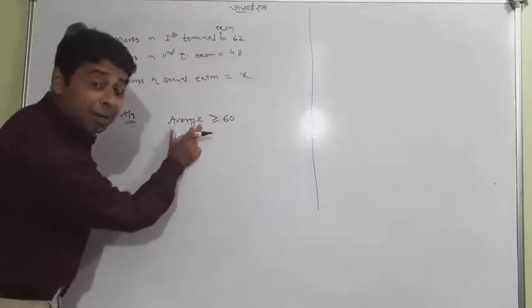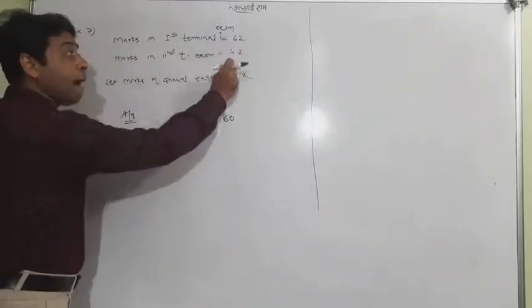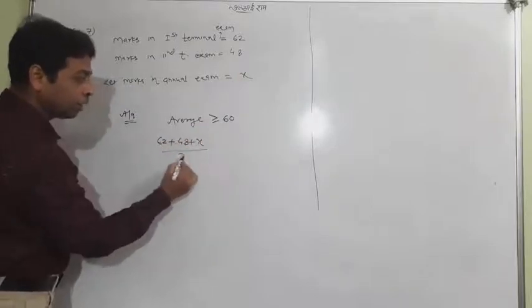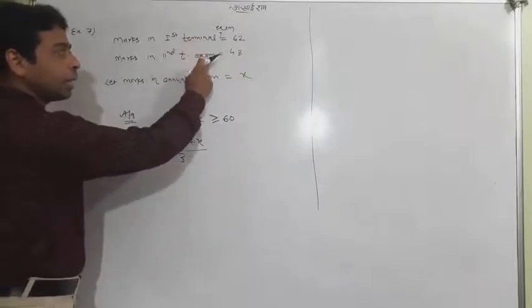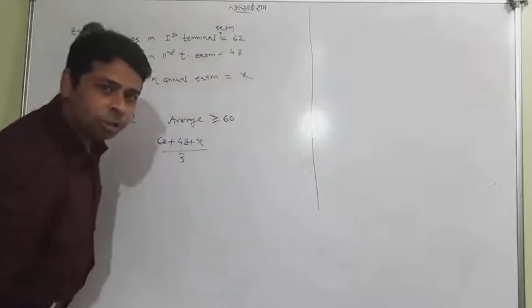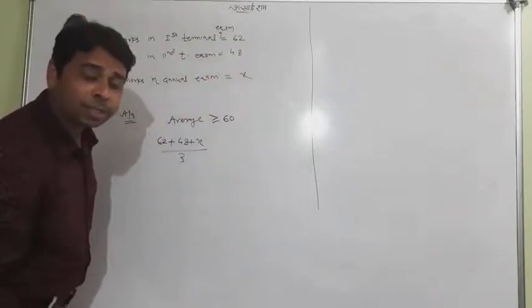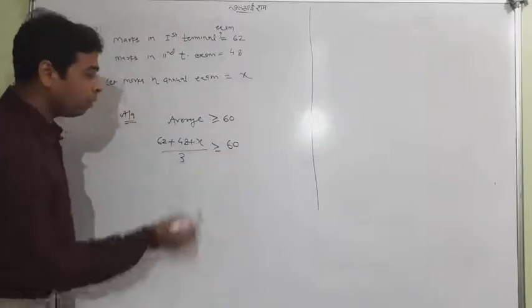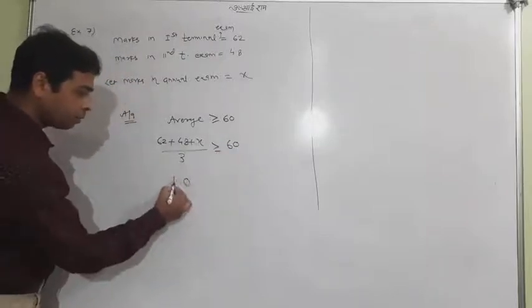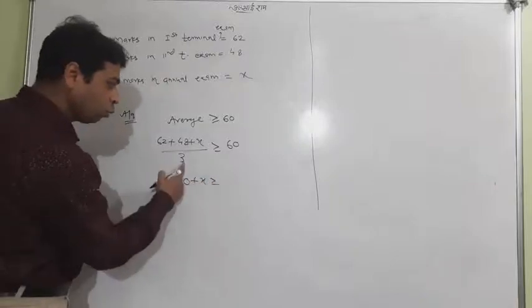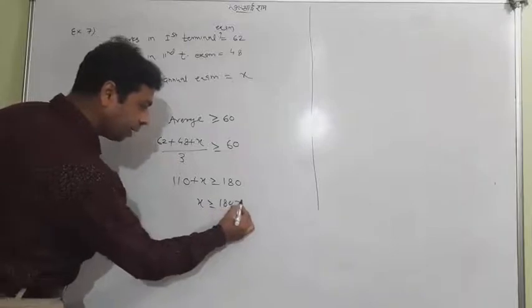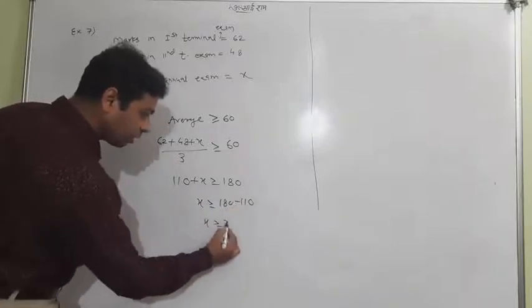The meaning of average is that you have to add the marks and divide by 3: first examination, second examination, third examination. This is the average marks in all examinations and it is going to be at least 60. So what to do now? These two will be added, plus x, and do the transfer to find your x. 180 minus 110, so your answer is this one.